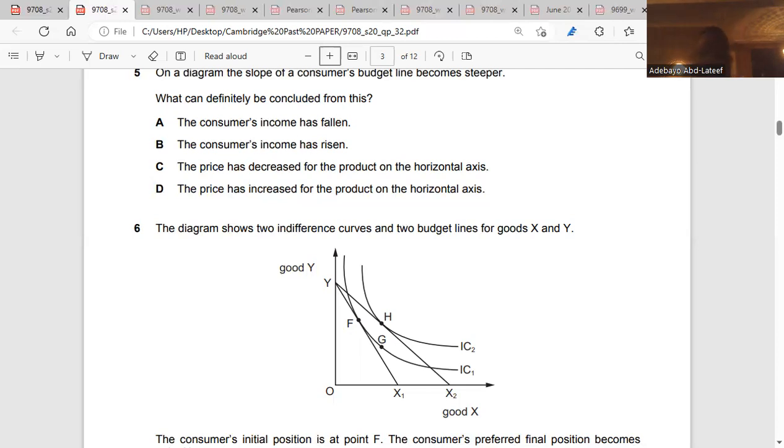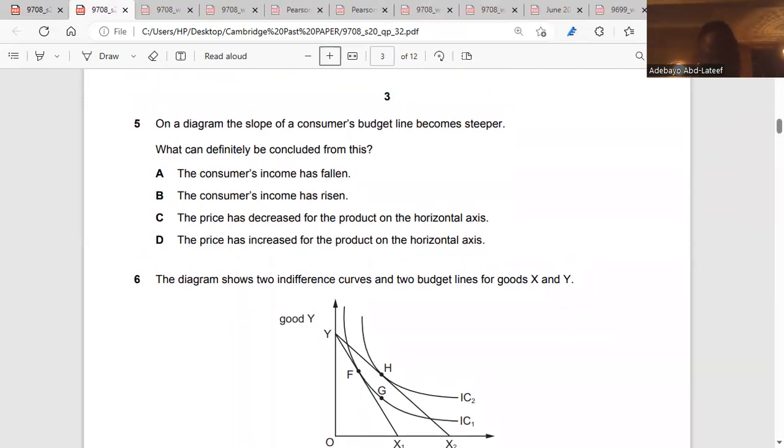Because we have substitute goods here, we have good X and good Y. That is the point here. So the price has increased for the product of the horizontal axis.